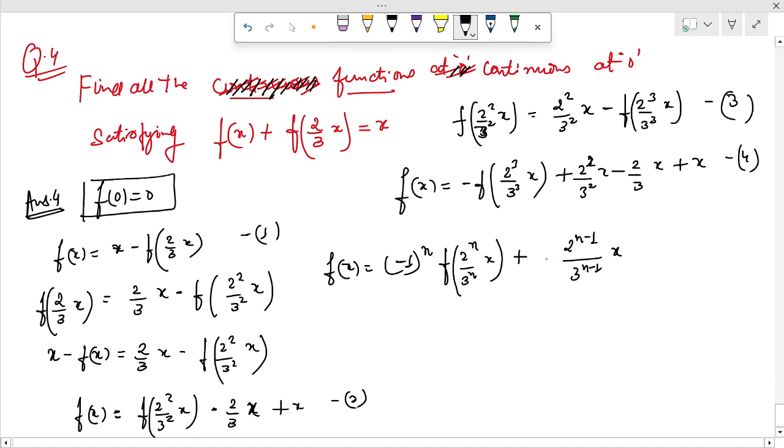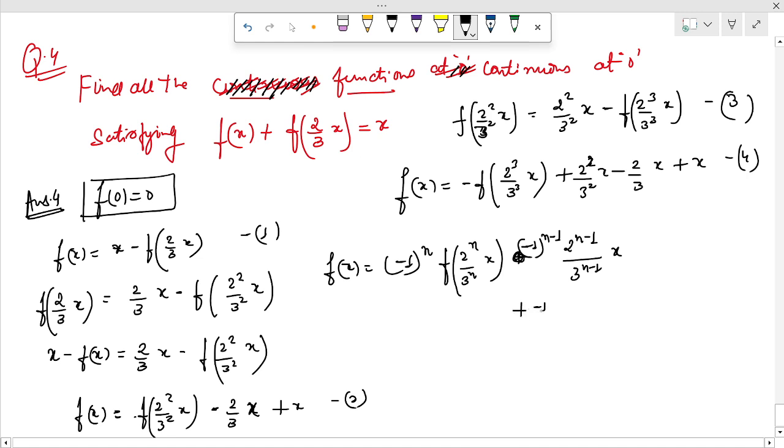If minus 1 raised to power n is positive, then minus 1 raised to power n minus 1 will be negative. Are you getting my point? I'm trying to generalize this.